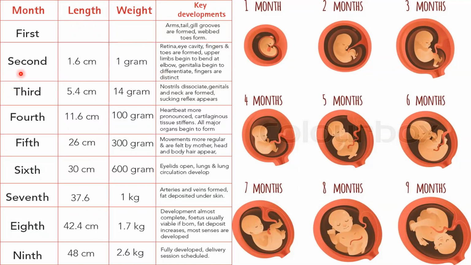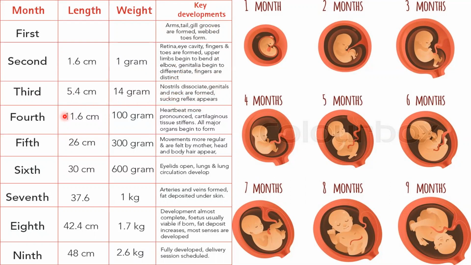Let's move to the second month. What happens in the second month? The length of the embryo is around 1.6 centimeter. Weight will be 1 gram. Retina, eye cavity, fingers and toes, upper limbs, genitalia, and all these things will be formed. In the third month, length will be around 5.4 centimeter. Weight will be 14 grams. Nostrils will dissociate. Genitals and neck are formed. Sucking reflex will appear. It will appear as if the embryo is sucking.